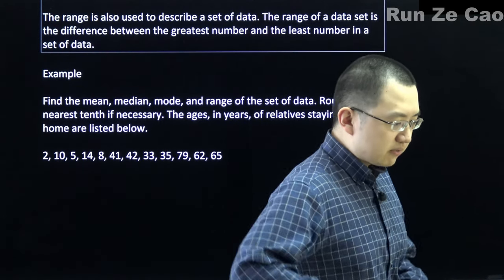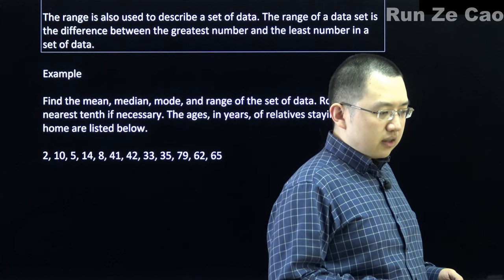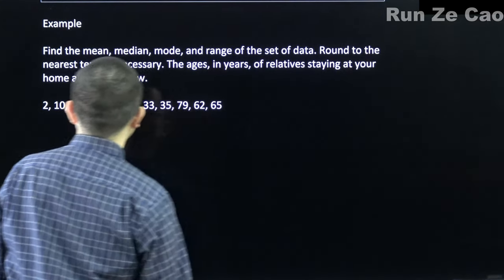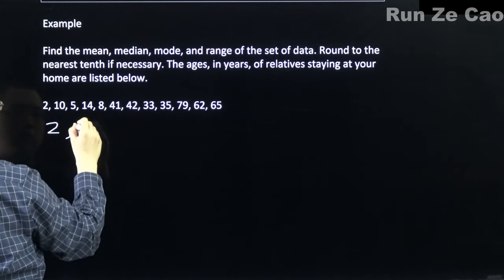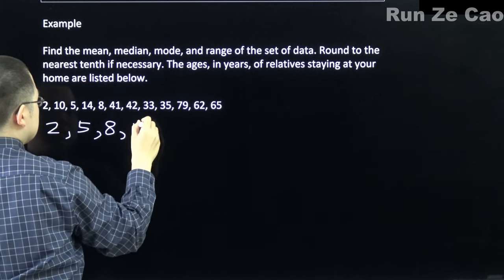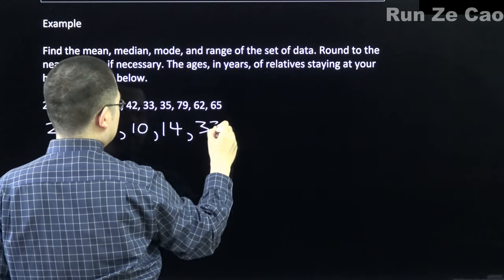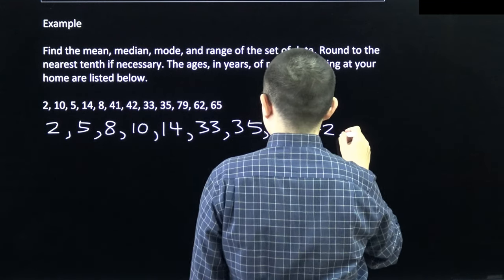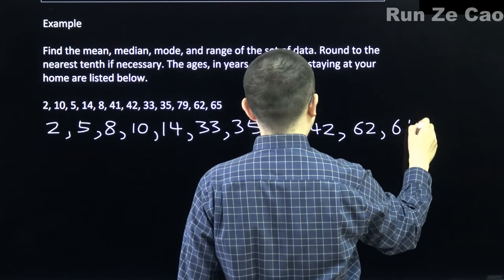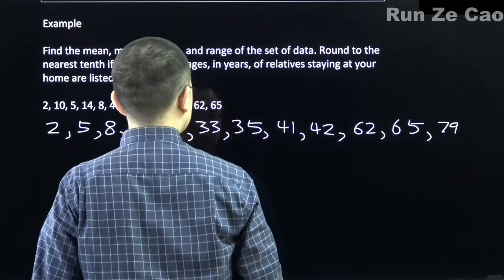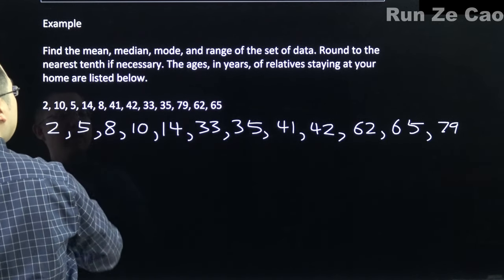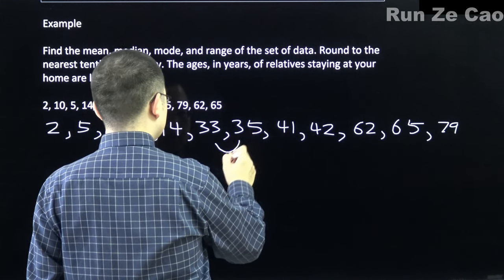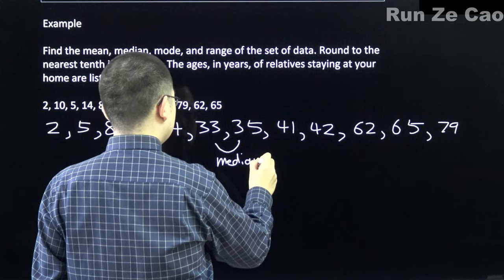Find the mean, median, mode, and range of the set of data. Round to the nearest tenth if necessary. The ages in years of relatives staying at your home are listed below. So you got 2, 5, 8, 10, 14, 33, 35, 41, 42, 62, 65, 79. So you got 7 plus 5, which is 12 items. So the median would be 34.